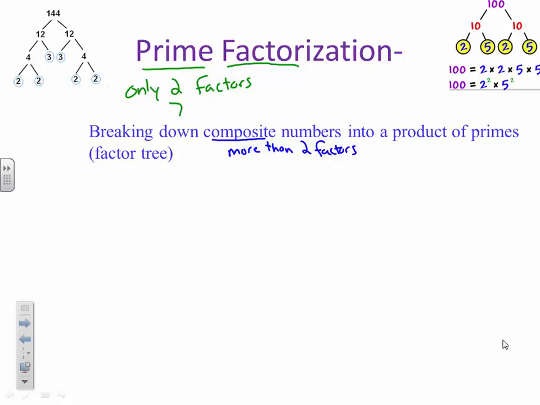These are just reminders here. So 12, for example, has a whole bunch. It has 4 times 3, 6 times 2, 12 times 1. And the word product, just a reminder here, means to multiply. So those are all things to refresh your memory. So prime factorization is breaking down composite numbers into a product of primes.